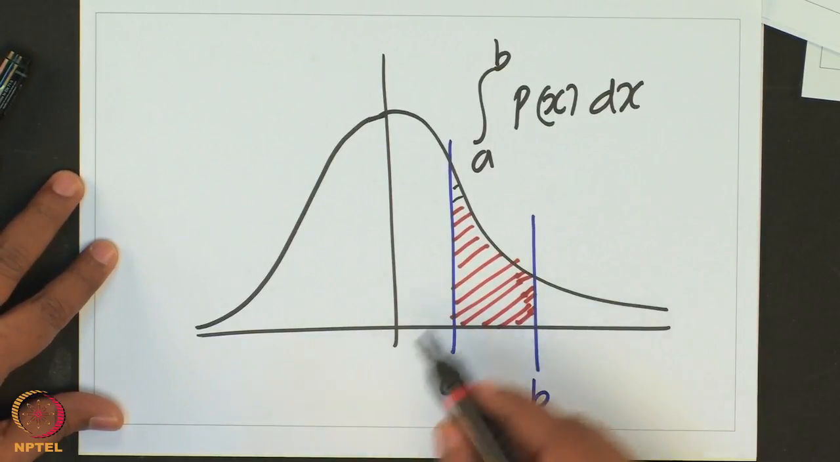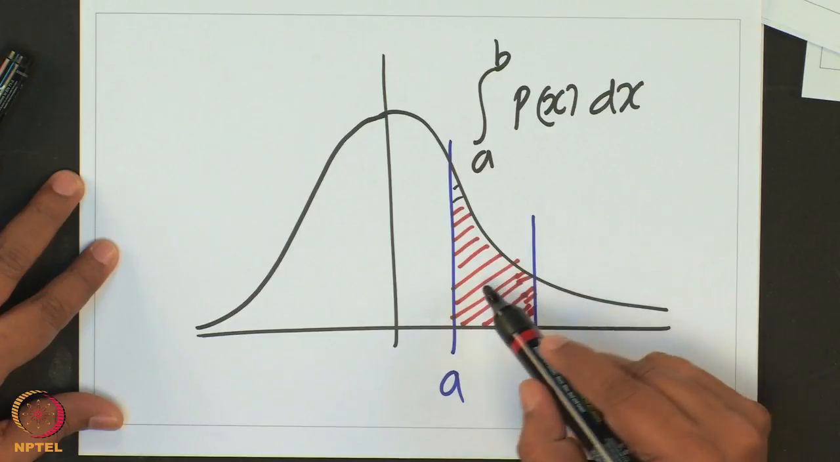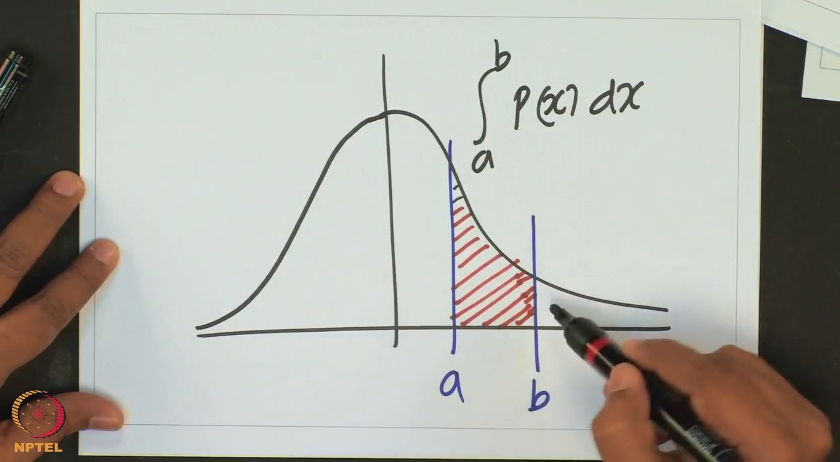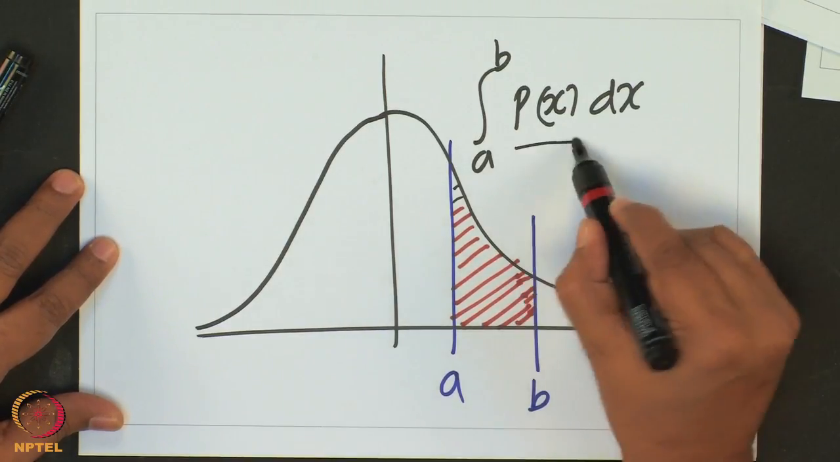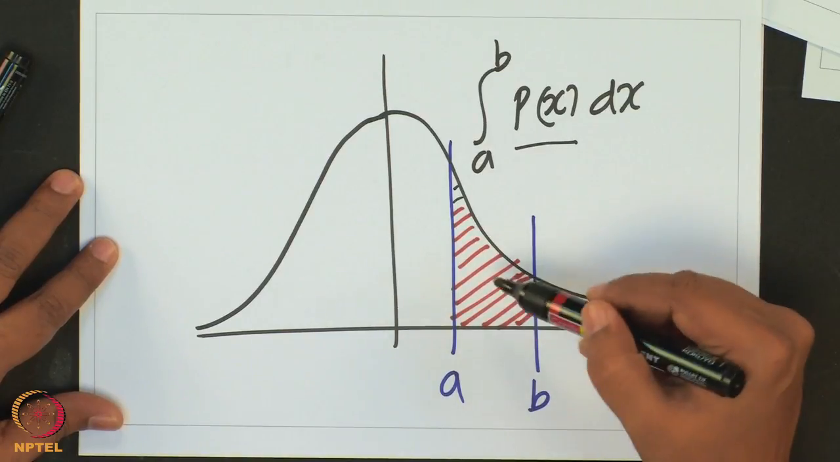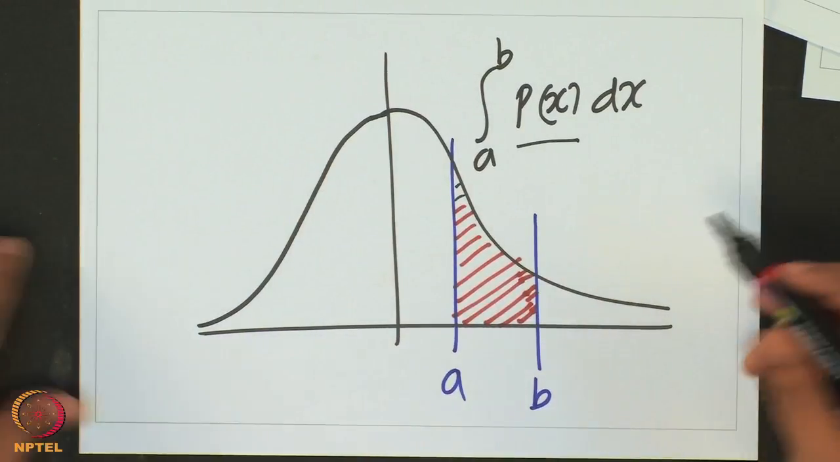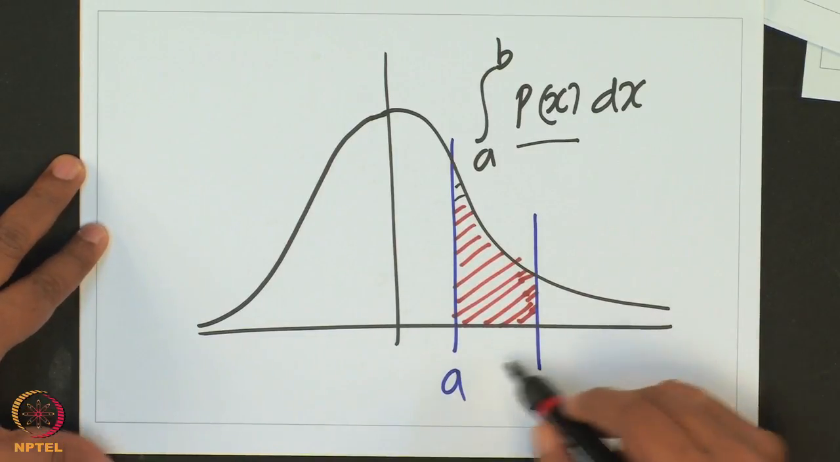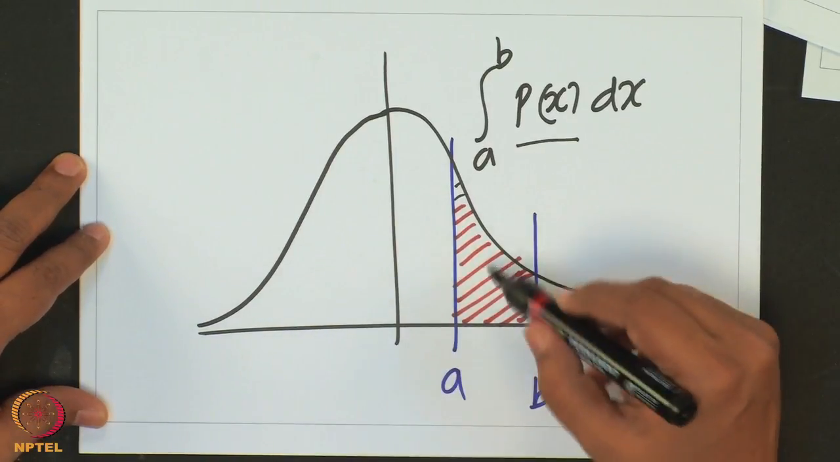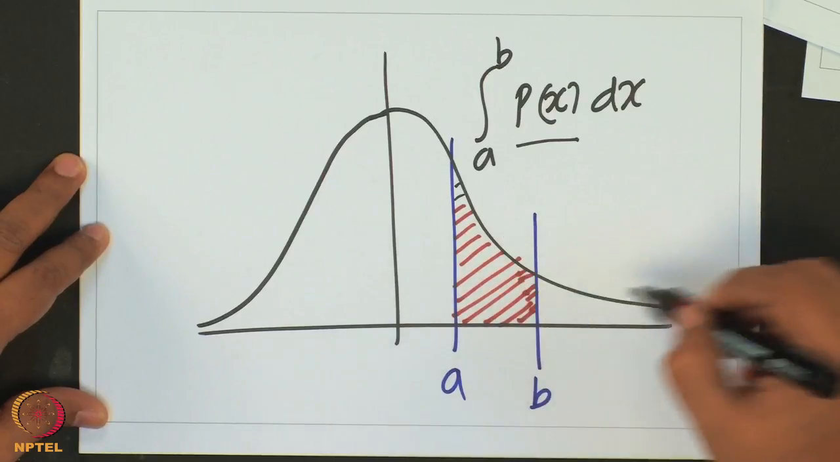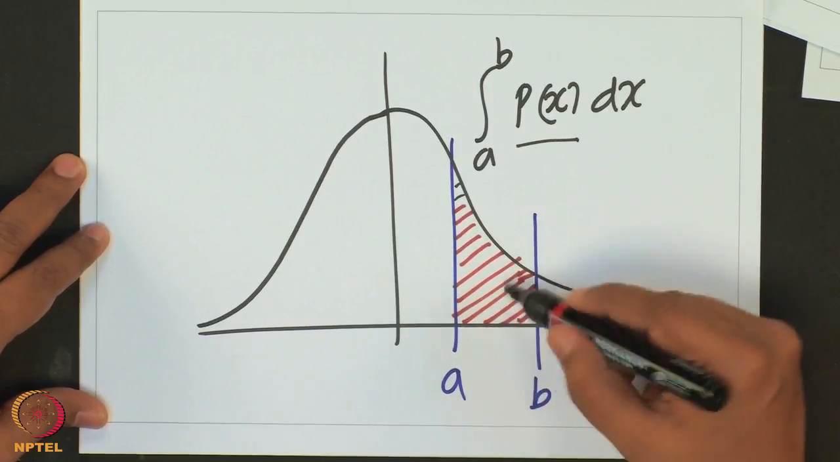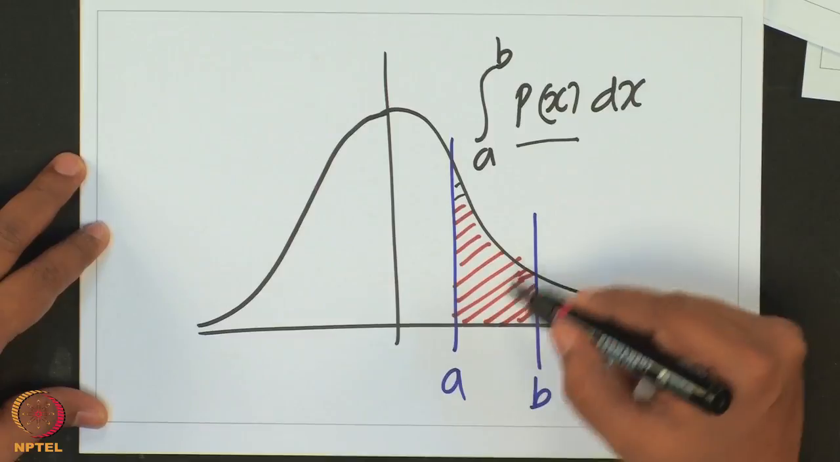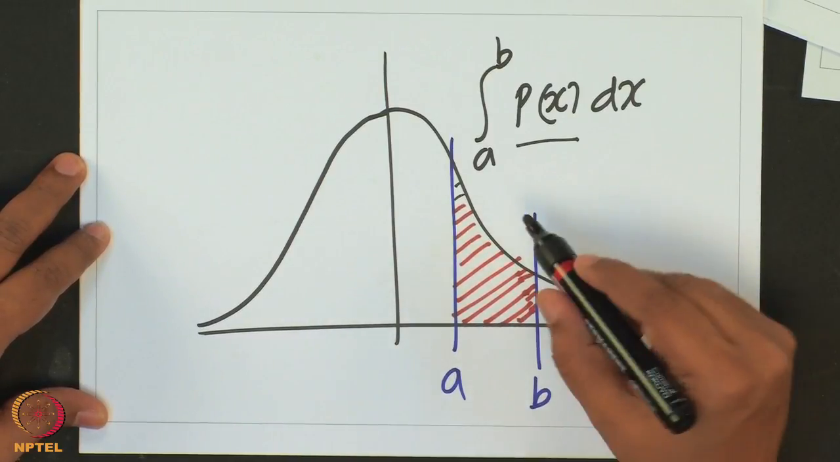This essentially means the probability to get any value between a and b. So, if I have some data which is normally distributed, the probability to have any value between a and b is calculated by computing this area between a and b. So, this is important to remember.